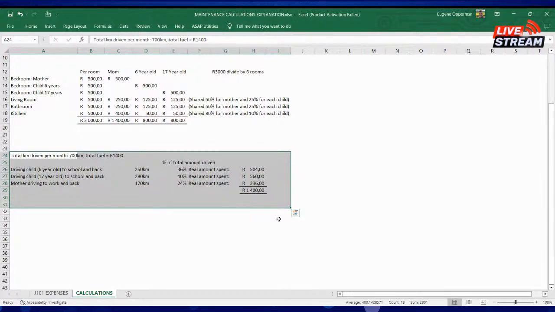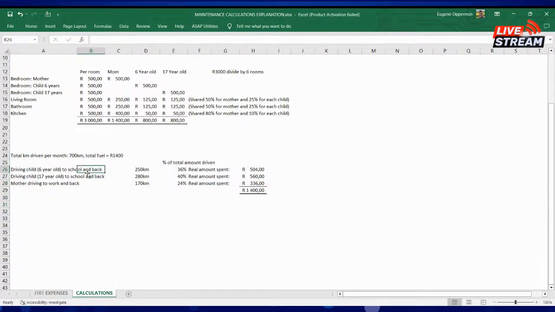So it's very easy to work out, because you can do that on Google Maps, to work out the difference between the house and the 6-year-old child's creche, and the 17-year-old's school, and towards the mother with her workplace. That you can work out. Say, for example, the mom drives 250 kilometers of the total 700 kilometers driven for the 6-year-old, 280 for the 17-year-old, and 170 only for herself. This is what it equates to in order to get the amount of 1,400 Rand fuel.